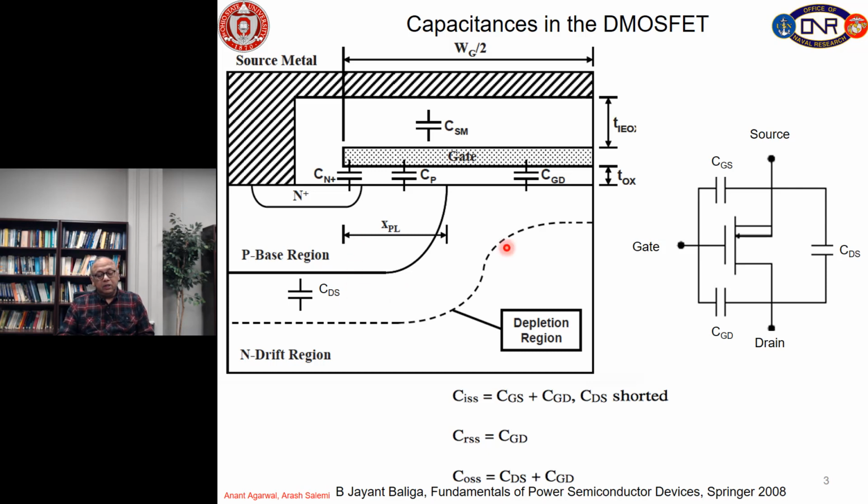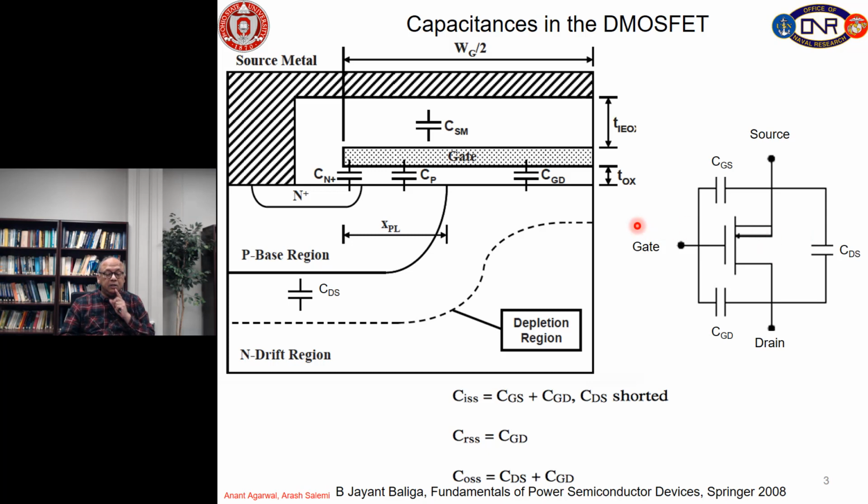The gate drain capacitance also is between gate, and actually there are two capacitances here. One is across the oxide, and then the other one is across this depleted portion of the semiconductor. So normally when we talk about capacitances, we talk about capacitances between gate and source, which is CGS, gate and drain, which is CGD, and then drain and source capacitances, CDS.